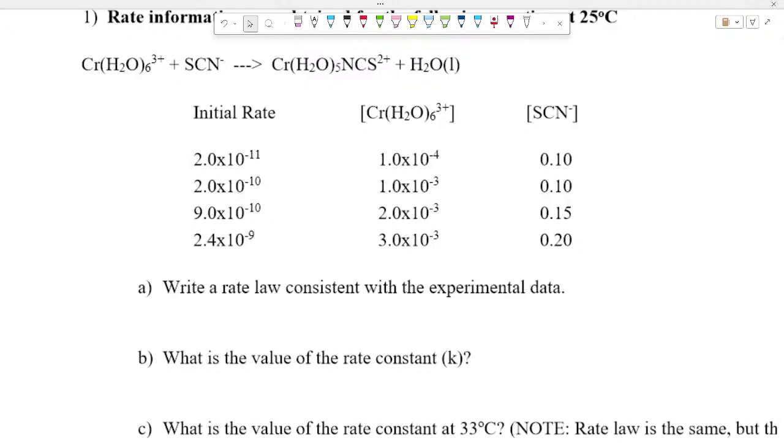So when I divide 0.15 by 0.10, it's 1.5. Then if it's first order, the rate should also change by 1.5, right? If it's second order, it should change by 1.5 squared, which you can do in your calculator, right? What's 1.5 squared? It should be 2.25.